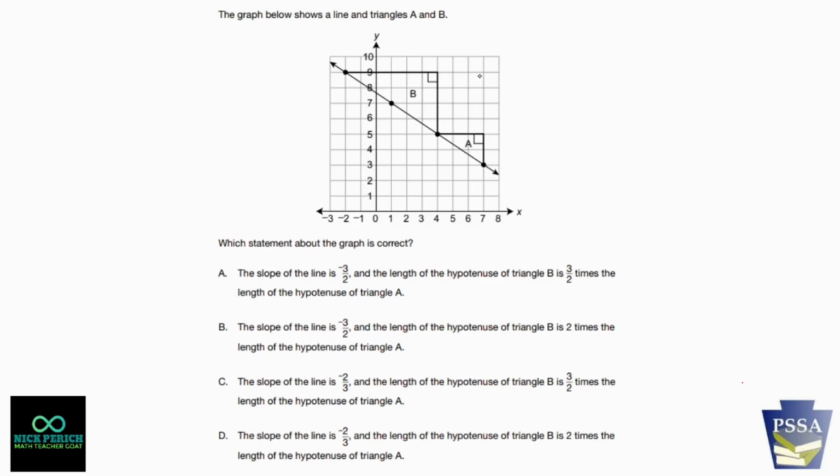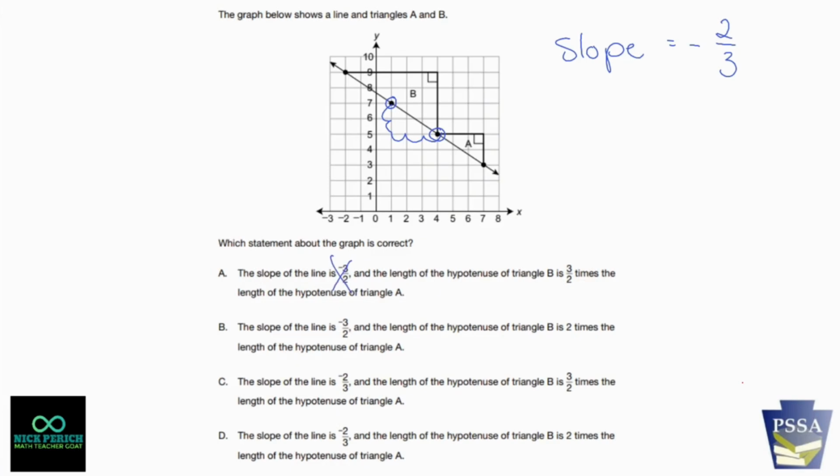Let me see. The slope is negative. So just pick any 2 points. How about these? So the slope is going to be negative: down 1, 2, right 1, 2, 3, so down 2 over 3. So the slope is negative 2 over 3.